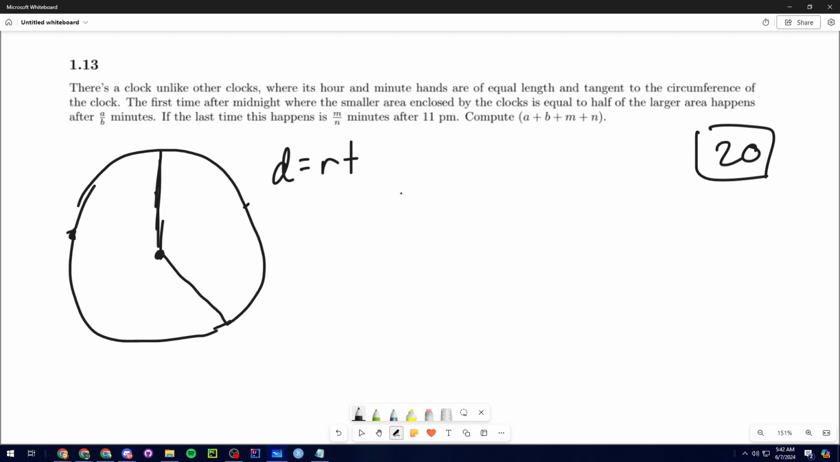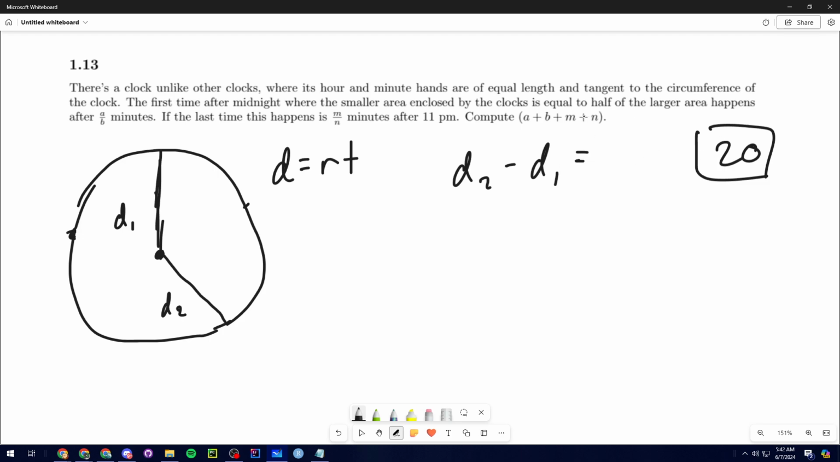Now that you get to this point, you have d equals rt, and you just have to do a system of equations. For the first one, I'm going to say distance 1 is the hour hand and distance 2 is the minute hand. So d2 minus d1, well, what am I saying? I'm saying how much more is d2 past d1?